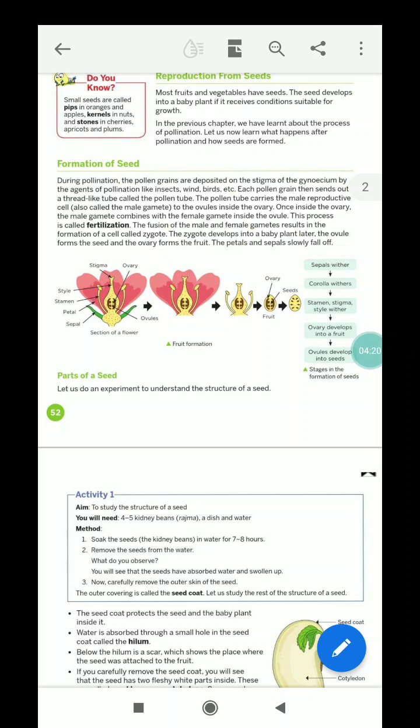The zygote develops into a baby plant. Later, the ovule forms the seed and the ovary forms the fruit. The petals and sepals slowly fall off. That means, what are petals? These are sepals and these are petals. Petals means the flowery part and sepals means the outer cover, the green colored outer cover.